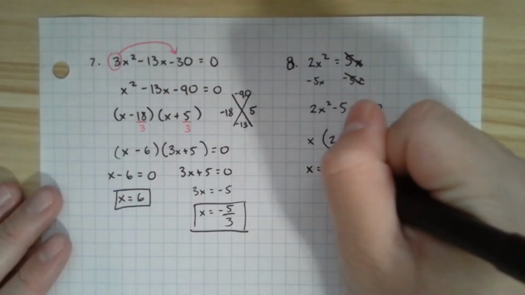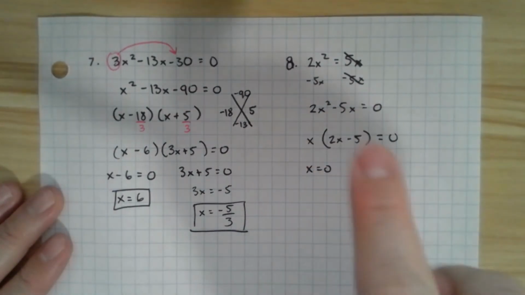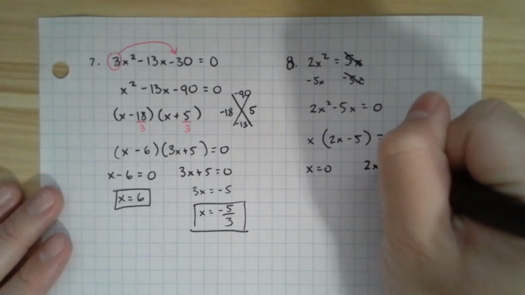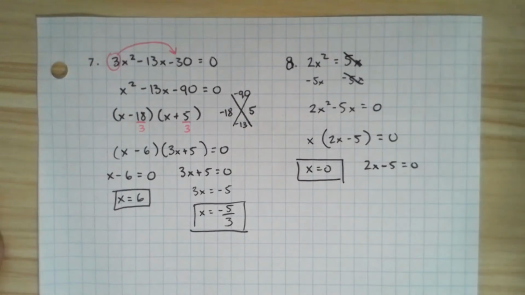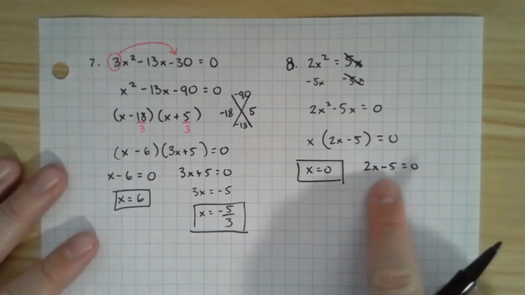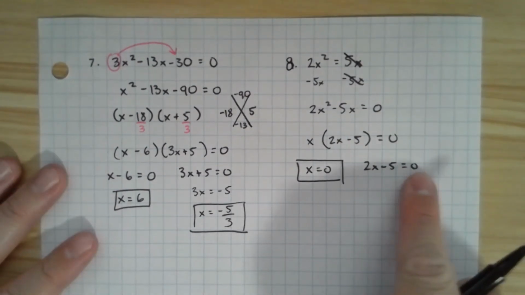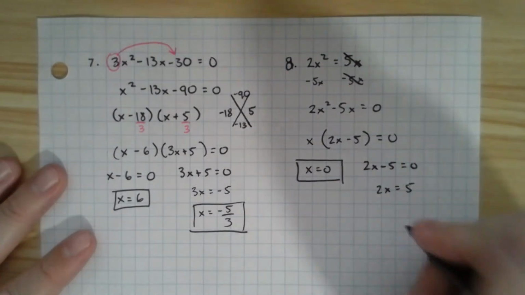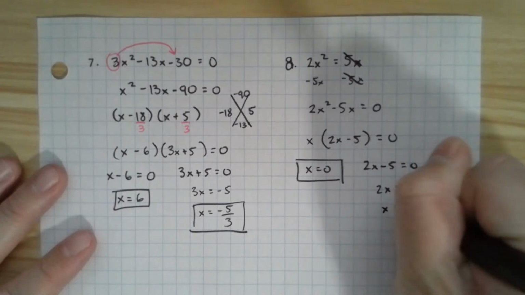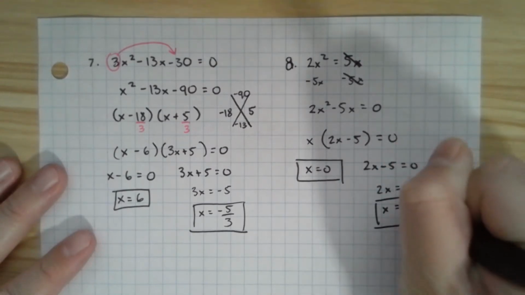From here, x is equal to 0, and 2x minus 5 is equal to 0. First one's done, nothing you can do there. For the second one, I can add 5 to both sides, and then divide by 2. Okay?